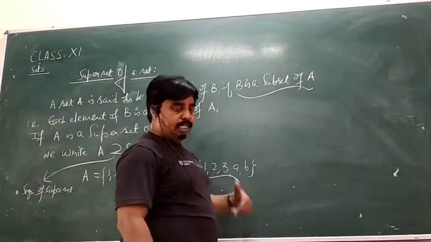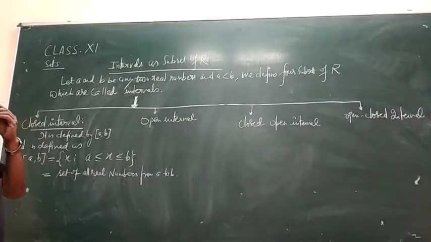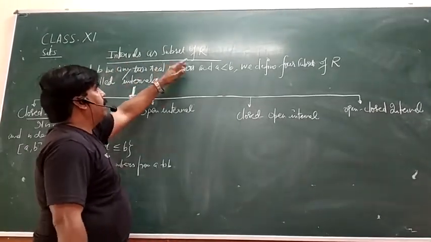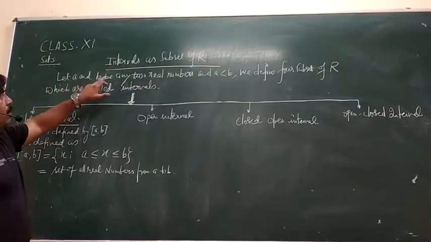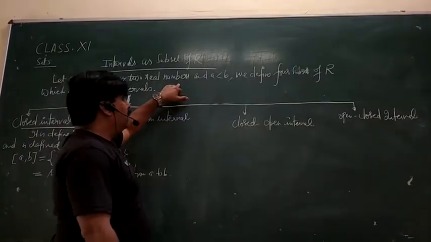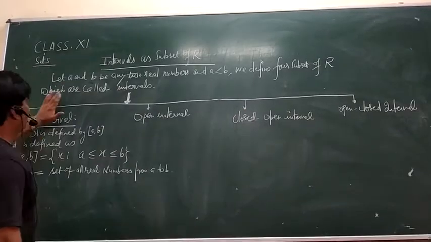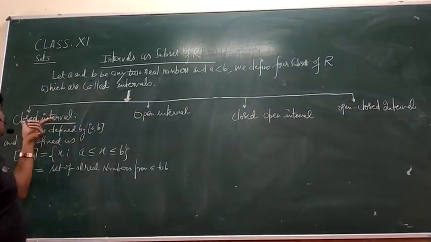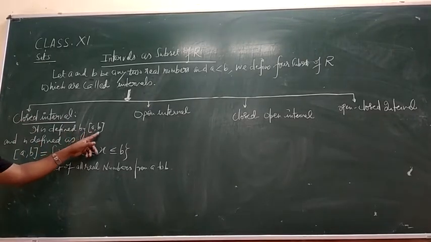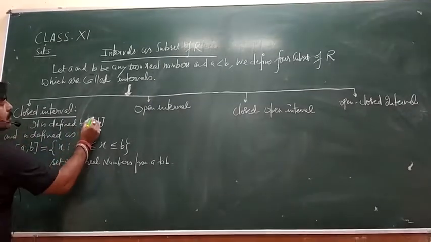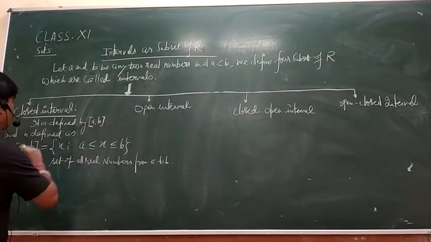Next we will discuss the intervals as subsets of R. R means real numbers. So let a and b be any two real numbers and a is less than b. We define four subsets of R which are called intervals. First is the closed interval. This is the sign of the closed interval, [a, b]. Closed interval means a and b both are included.